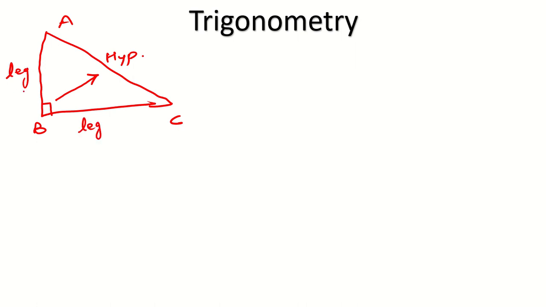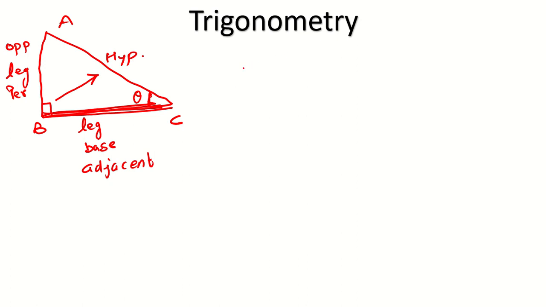Now, if I say this is a leg, this is also a leg, then there will be a confusion. So in some countries one is called perpendicular and another is called base, or in some countries it is called opposite side and adjacent side. It depends, the meanings are all the same. Here I am taking this angle as theta. The line on which you are making the angle is called the baseline, or you can say adjacent, or simply leg.